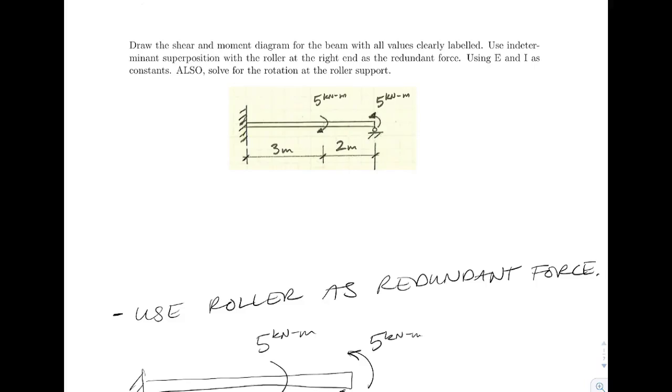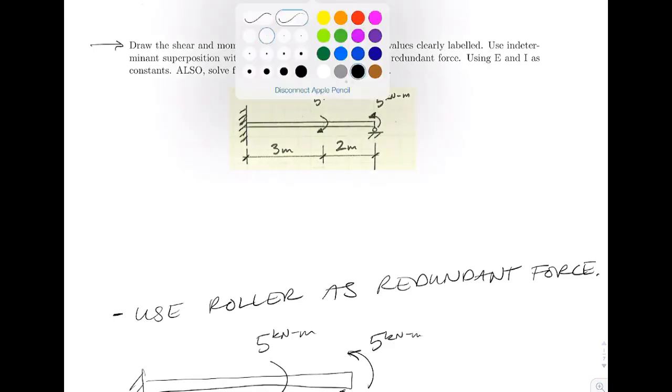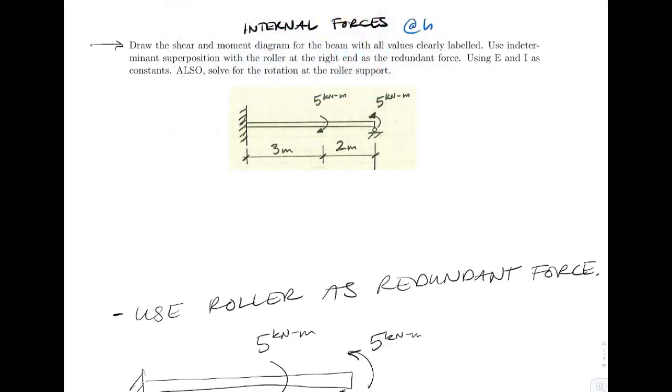So in this problem, we're going to draw a shear and a moment diagram. What we're interested in finding are internal forces. So ultimately, we have a pretty good idea that that's going to end up using the variable x. And if we had the internal forces, then we would also be able to calculate the state of stress.